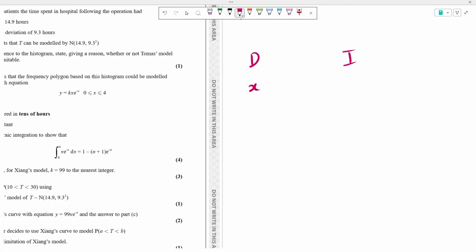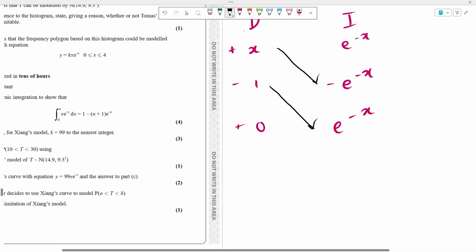So I'm going to put down x here. X differentiates to 1, 1 differentiates to 0. E to the minus x we're going to integrate. E to the minus x integrates to minus e to the minus x. And then this again just flips. And then on the side here, plus, minus, plus. I'm going to draw angled arrows like so. And essentially this is my integration solved. Between my limits of 0 to n, this is going to be minus x e to the minus x minus e to the minus x.